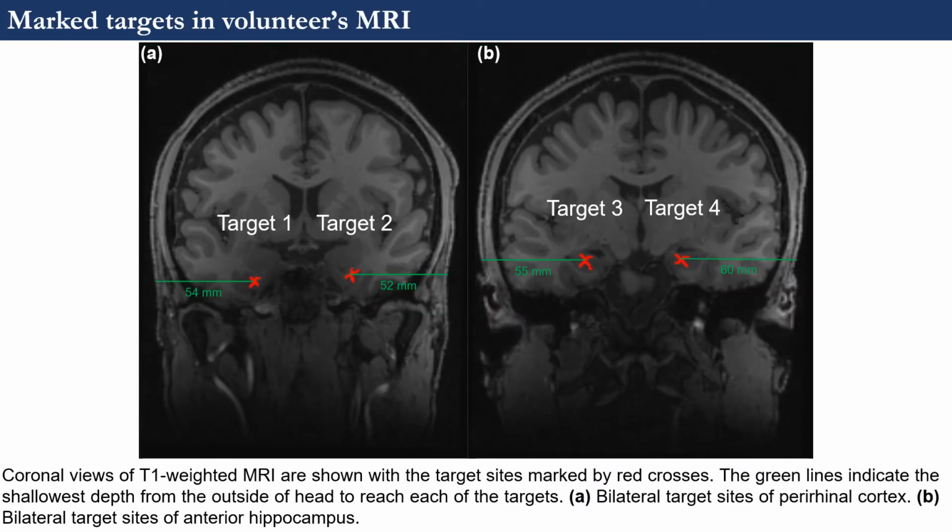Here's an example of the MRI scans. The red crosses show the marked targets by Dr. Chris Butler, Imperial College London. Targets 1 and 2 on the left are the target sites of perirhinal cortex. Targets 3 and 4 are sites of anterior hippocampus.